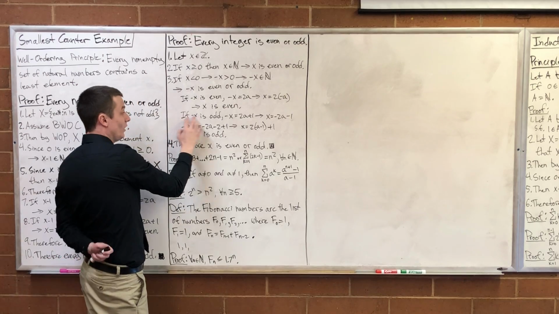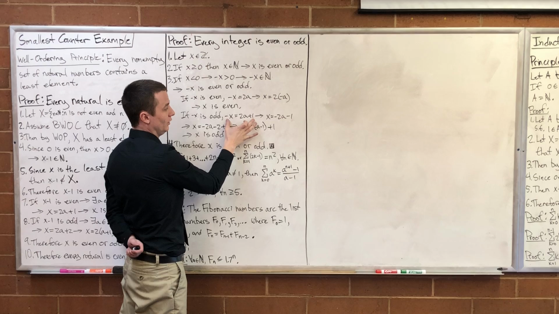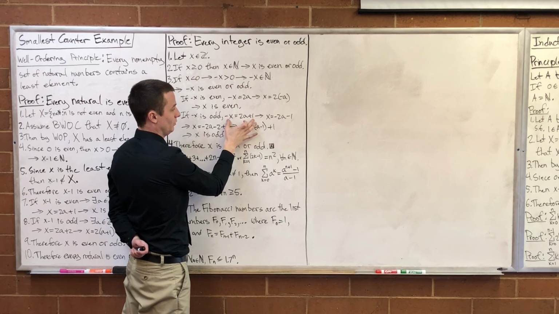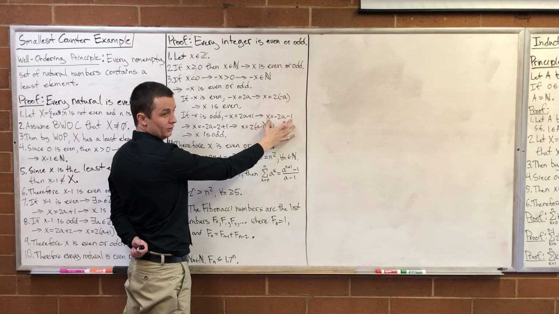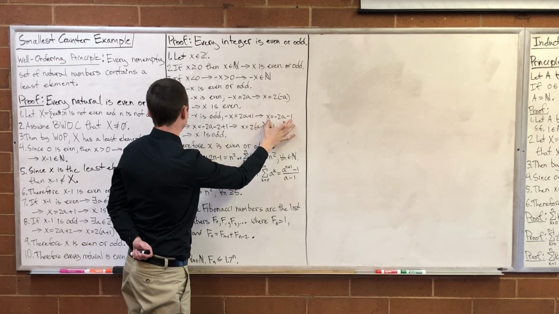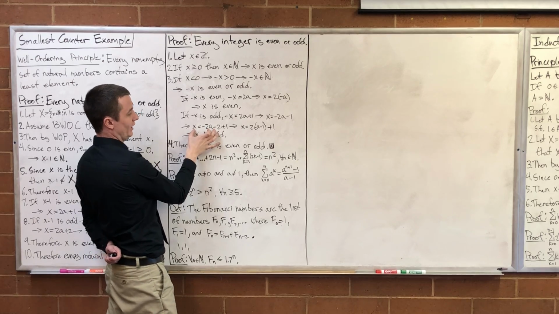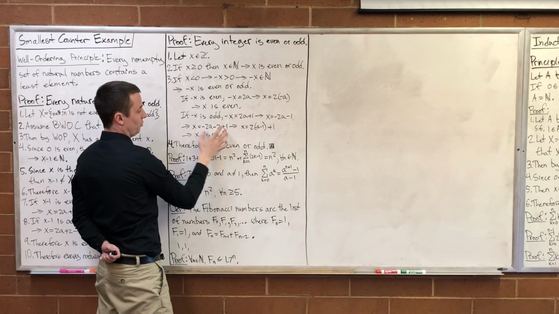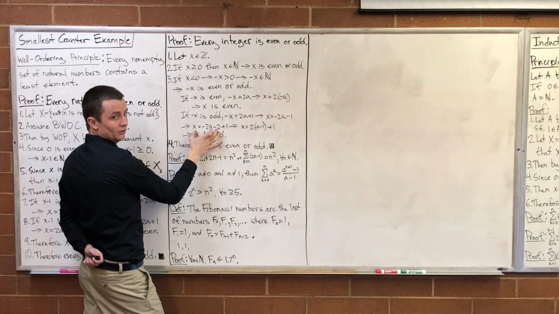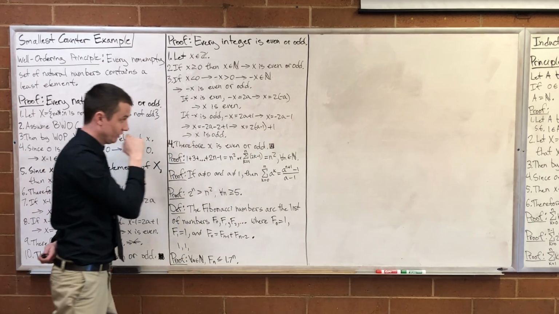Similarly, if negative x is odd, negative x is equal to 2a plus 1. Let's see. Multiply both sides by negative 1. Plus 1 and minus 1 from the right-hand side. So negative 1 is the same thing as negative 2 plus 1, right? Factor out a 2 from these two terms. Therefore, x is odd.